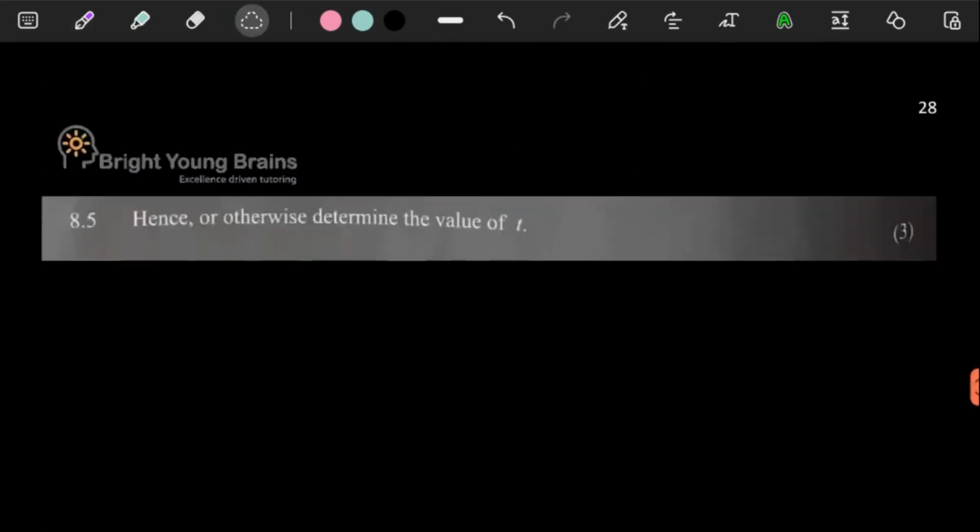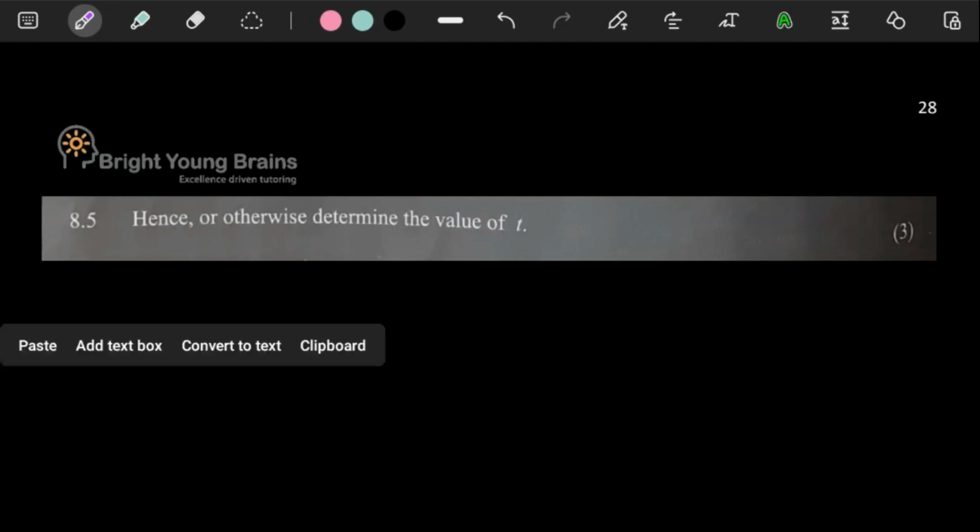So let's do that. Let's see here. Let me see here. What do we need to do? What do we need to do? Okay, so hence otherwise determine the value of t.